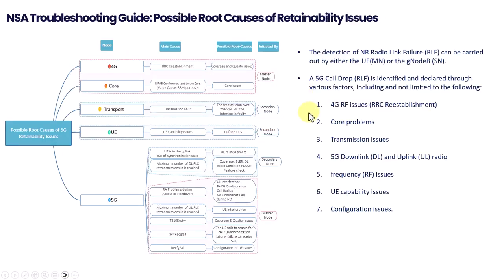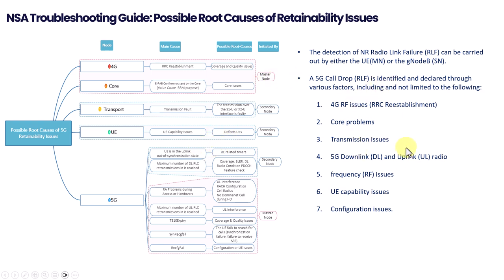Now moving forward, we'll start going through the breakdown of the top root causes of the 5G call drop. You can see this figure on the left. This is explaining that, for example, it can be due to 4G legacy. If you have an issue in the 4G, a pure 4G issue, or core, or transport, or UE, and 5G. And each one of those is broken down into several causes. Let's explain one by one.